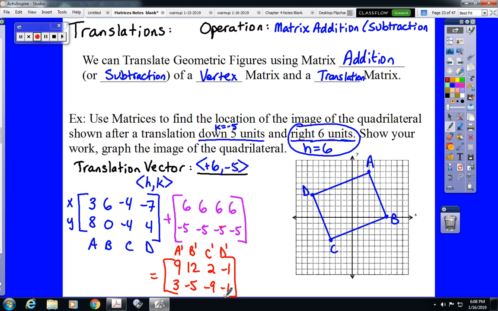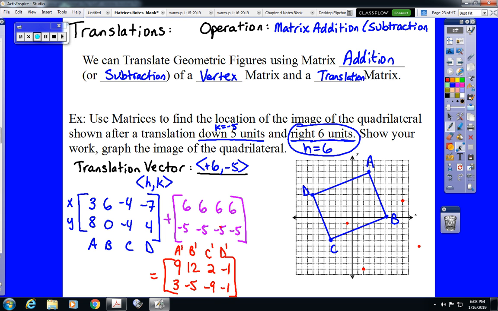So we go to our graph and we graph each of those points. Now I do realize that one of those points is not going to fit on the grid. So be it. We can get nice and close without too much of a problem. So 9, 3, right 9 up 3. 12, negative 5 would be about right here. That's probably close enough to give us an accurate picture. 12, negative 9. And negative 1, negative 1.